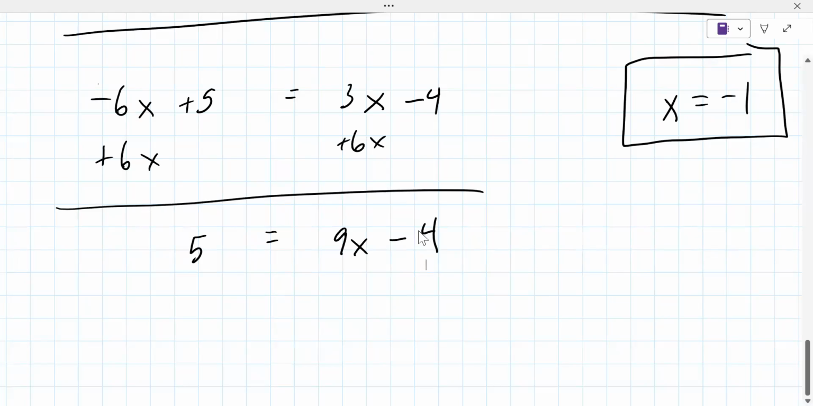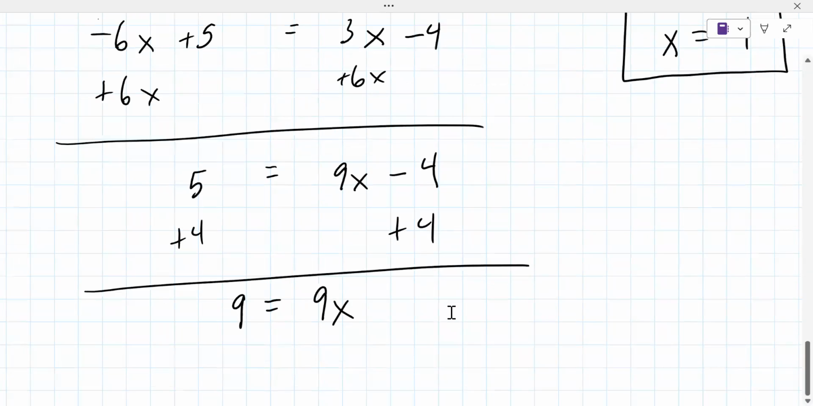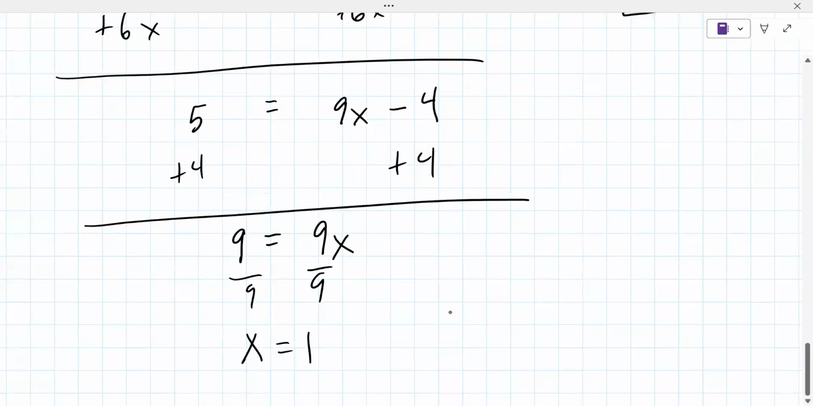Now we want to undo subtraction by 4. How do you undo subtraction by 4? Add 4. Yes. Okay, so you add 4 to both sides. 9 equals 9x. You divide by 9 and x equals 1. Good. Okay. So pretty close, right?